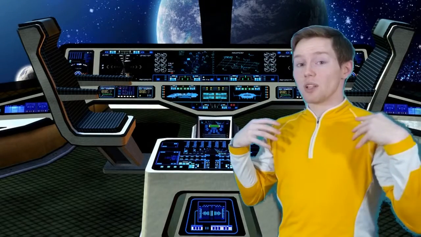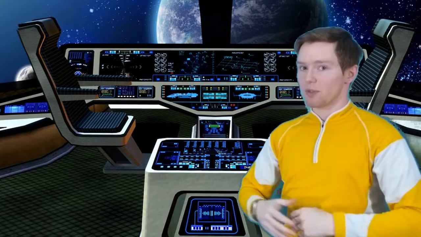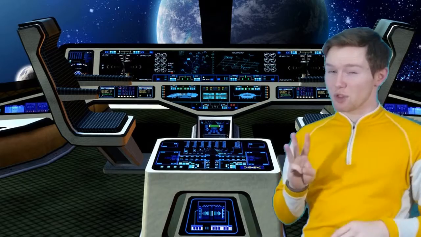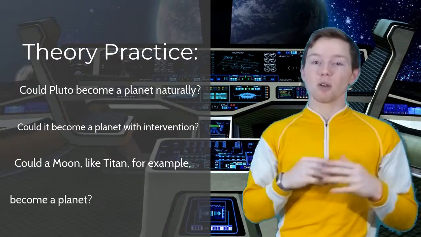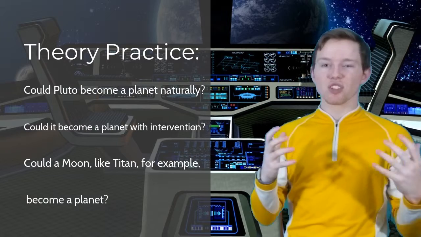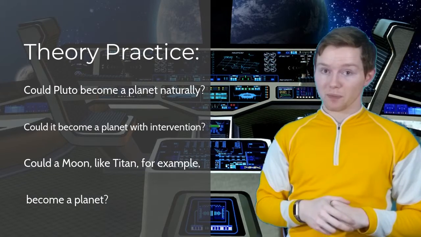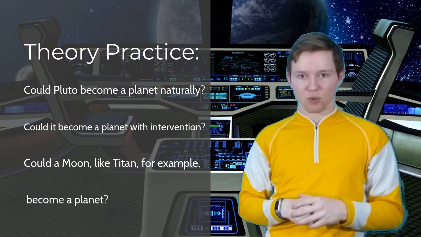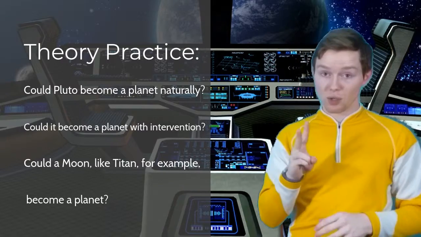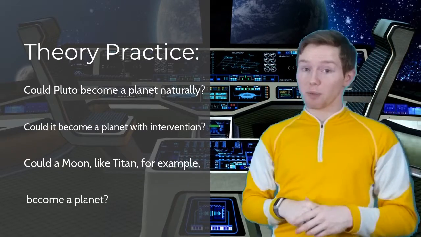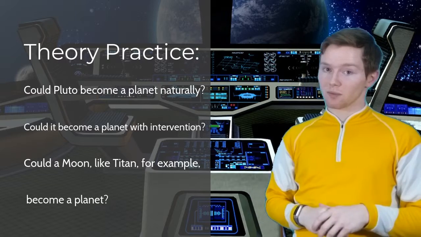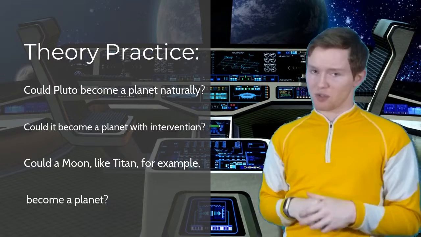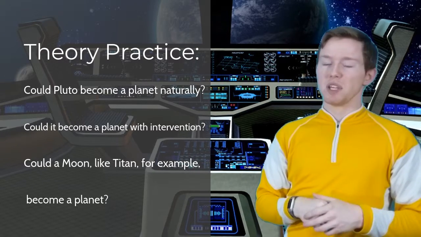As scientists, our goal is to continue to think big and think about those theories. So, we have our theory case study. I'm going to give you 3 questions which are coming up now, and I want you to think big with them to really understand the fundamentals of what we talked about. Question 1 for your theory study: could Pluto become a planet naturally? Question 2, could Pluto become a planet with intervention? And question 3, could a moon like Titan, that goes around Saturn for example, become a planet?